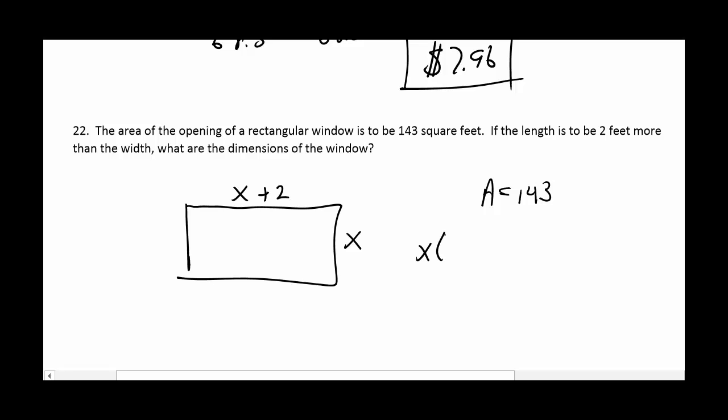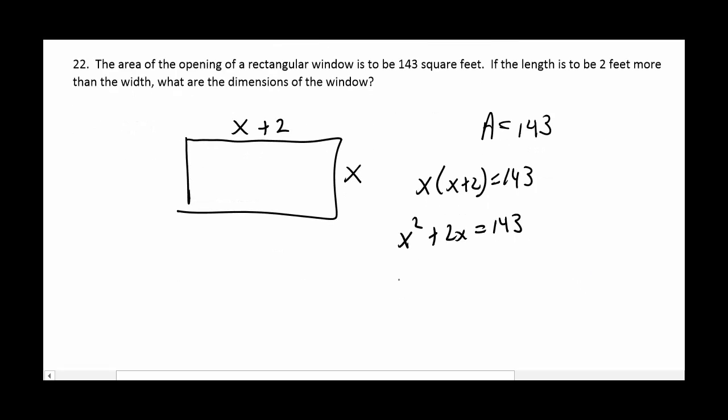So our formula is x times x plus 2 equals 143. So I get x squared plus 2x equals 143. And then we'll move this over, so x squared plus 2x minus 143 equals 0. Okay, so the hope here is that it's a factorable expression. So we'll kind of look. Let's see. I know 1 and 143. I know 2 does not go in there. 3 doesn't, 4 doesn't, 5 doesn't, 6 doesn't, 7.